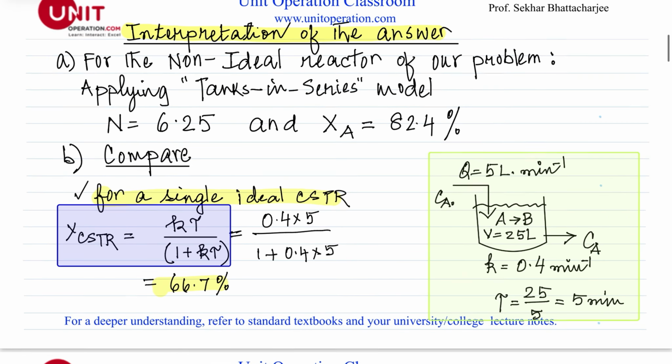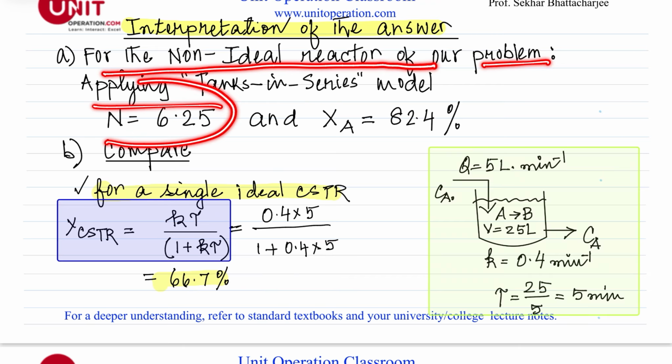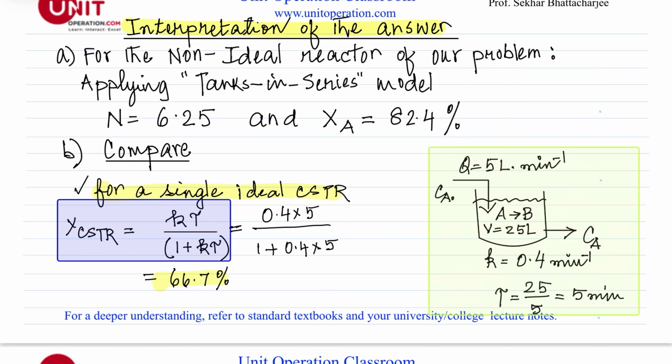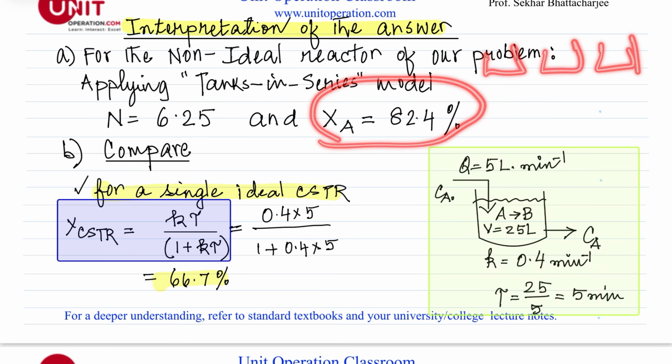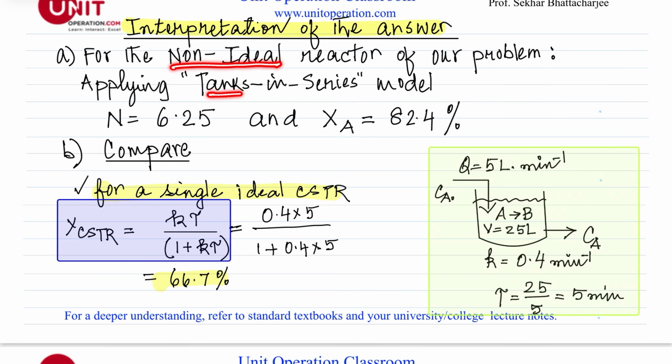Now let us interpret the answers. First of all, for the non-ideal reactor of our problem, n is equal to 6.25. That means the actual reactor can be represented hydrodynamically as 6.25 CSTRs in series, and the conversion should be 82.4%. Therefore, this should be the conversion in the actual reactor, assuming that the tanks-in-series model applies to this non-ideal reactor.